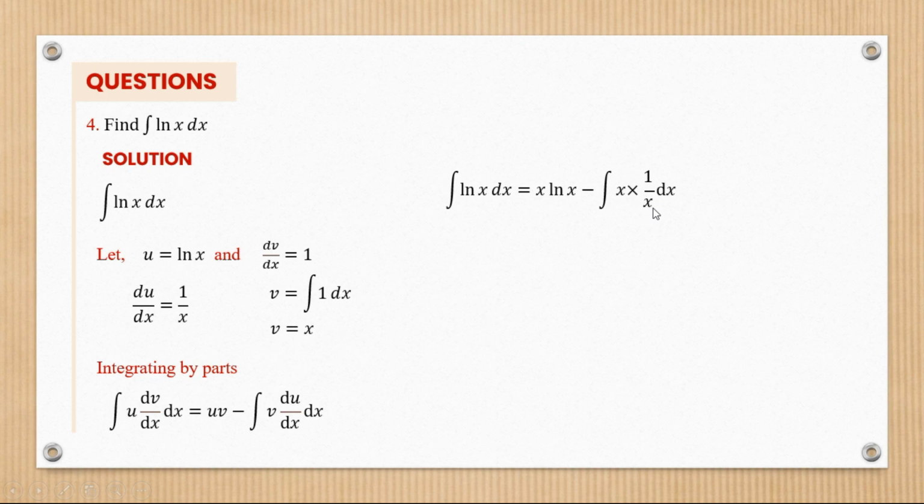So this and this shall cancel, and as you can see, we'll just be left with the integral of 1, which is x. So that's why we have x ln x. Now because of this minus sign, we're going to have a minus on that x that we get from this integral, plus c, and this is the answer. So this is the answer for the integral of ln x, and that's the answer we're looking for.